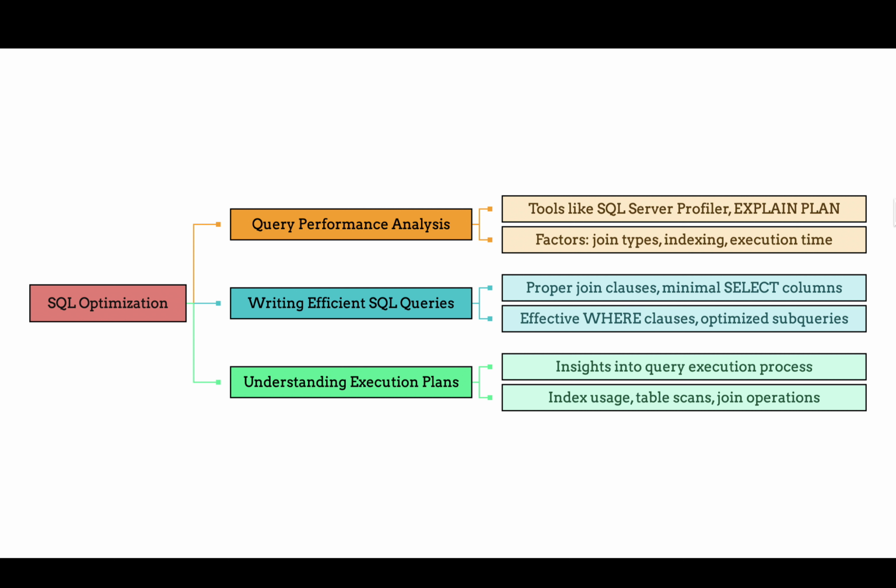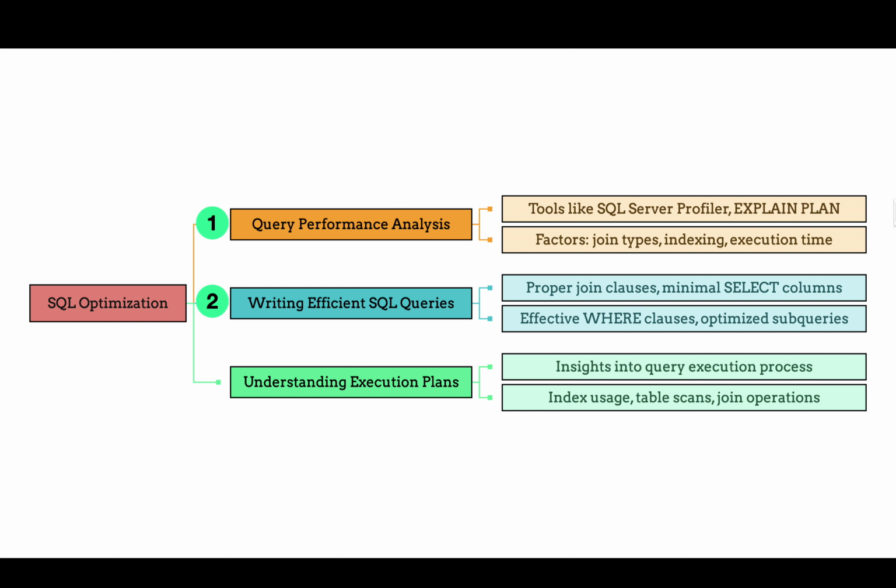SQL optimization. 1. Query performance analysis involves examining queries to identify performance bottlenecks. Tools like SQL Server Profiler or Explain Plan in Oracle and PostgreSQL can be used to analyze query performance. It includes looking at factors like join types, indexing, and query execution time.